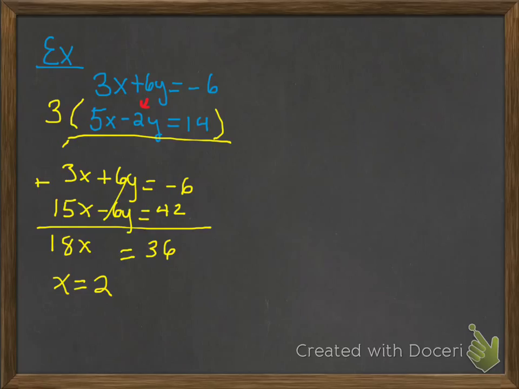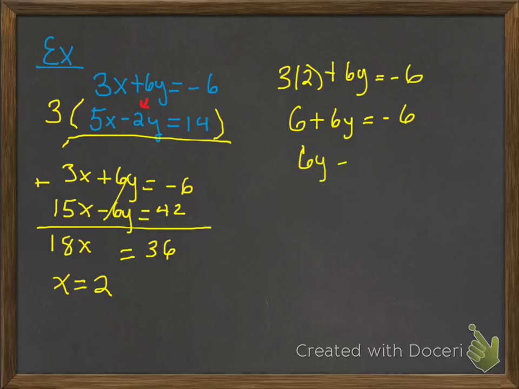I got my x equal to 2, so 3 times 2 plus 6y is equal to negative 6. 6 plus 6y is equal to negative 6. Subtract 6 from both sides, I get 6y is equal to negative 12. Divide by 6, y is equal to negative 2. So my final answer is 2, negative 2.